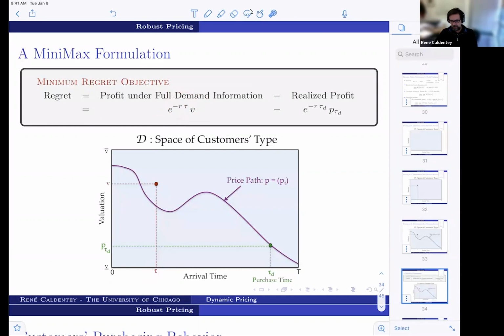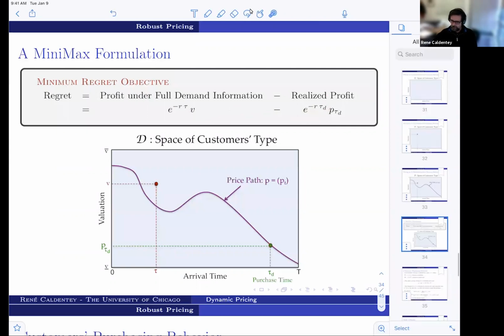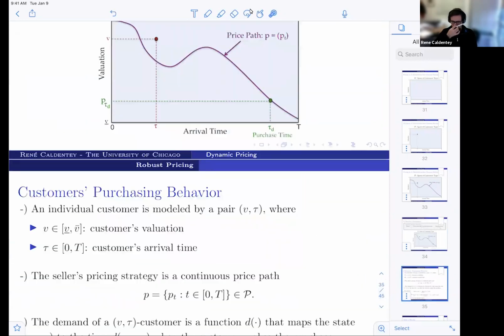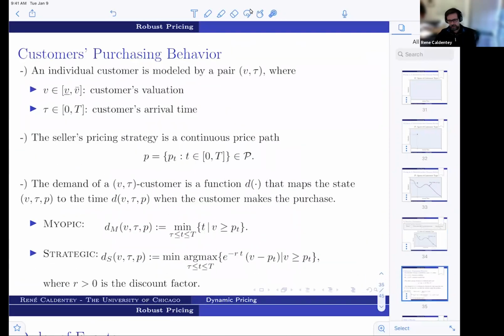But because this customer, according to this price trajectory, is buying at this green dot, what the seller is actually collecting is this, which is the price the consumer pays, discounted at this time tau D, right? So this will be my regret if I were to use this trajectory. Let's say this customer is buying at this time tau. Okay. All right. So what is happening then in this setting?